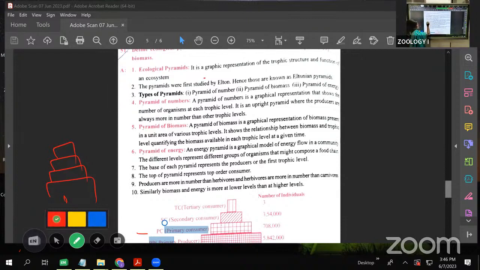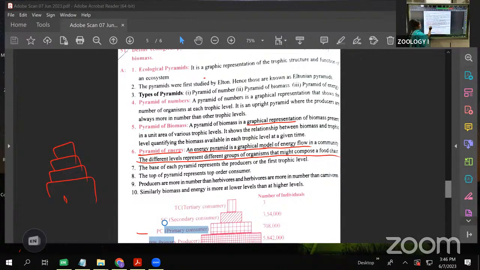See, the pyramid of biomass we finished. Next is the pyramid of energy. This is also the same. All are graphical representations only: a graphical representation of the number, of the biomass, and of the energy flow. In the community, the different levels represent different groups of organisms. The base of each pyramid is represented by the producers. That is the first trophic level.